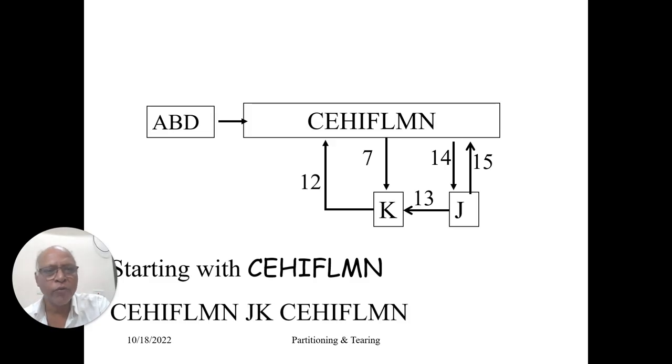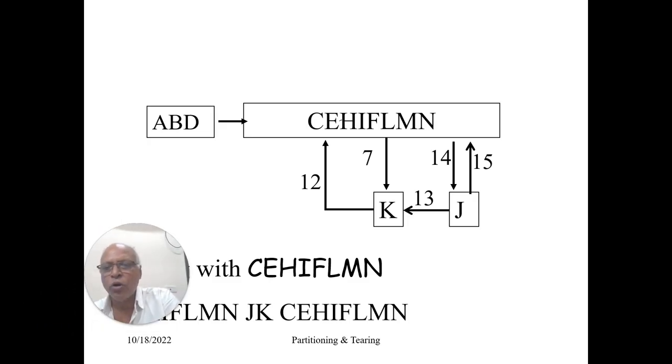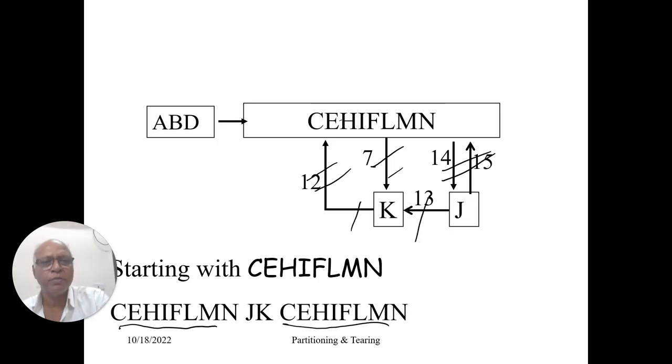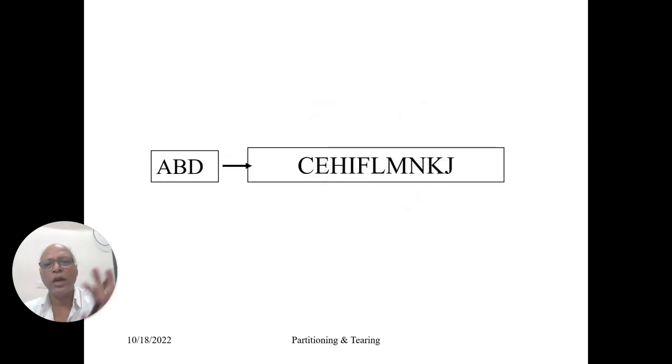I am going from this direction. You could have gone this way in order to reduce the number of redraws. I am going in this direction: CEHIFLMN to J, K and then back to this. Once again you can see this node is reappearing. So what you need to do is merge J and K with this. When you merge J and K, of course all these streams will vanish. So you are left with this.